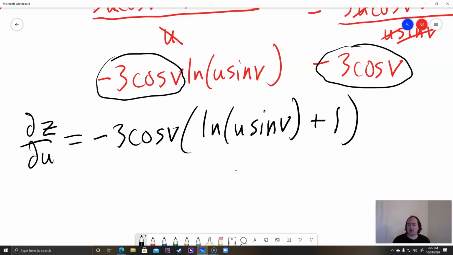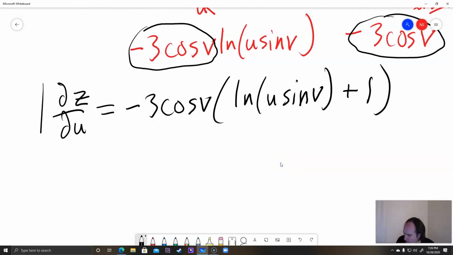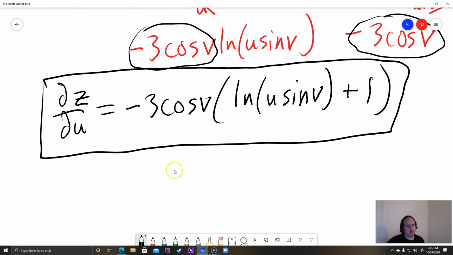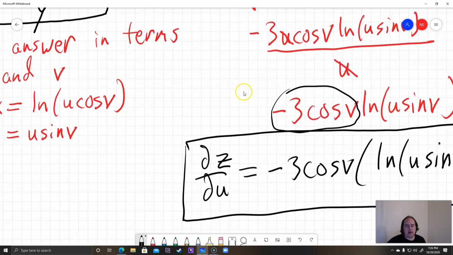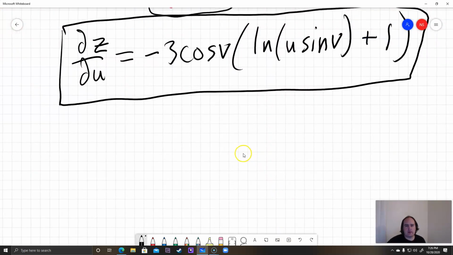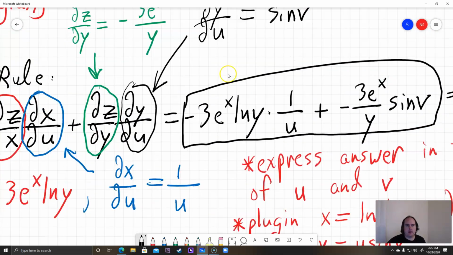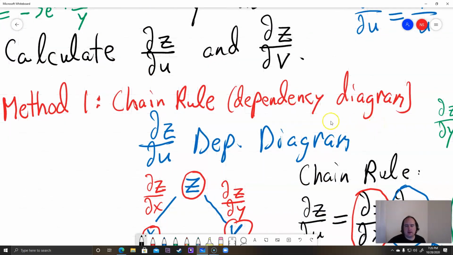But it's obviously a very long process. So that's using the chain rule to find partial z partial u. And once you have partial z partial u, you can also plug in numbers. They're going to have you do that on your homework. Okay, so that was the chain rule method for partial z partial u, and that's method 1. And they also wanted to do partial z partial v.